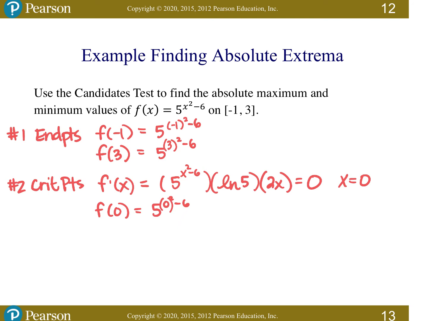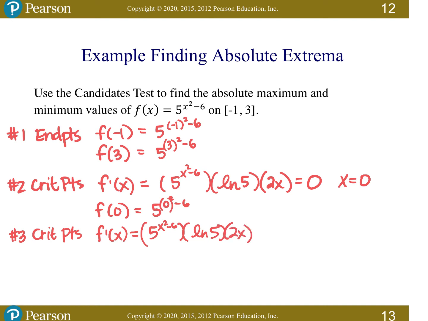Christine, can you do f of negative 1 for me? Figure it out. Leo, can you do f of 3, please, and figure that out? And Jesse, can you do f of 0? While you guys are doing that, I'm going to set f prime equal to undefined. That's number 3, also a critical point. So 5 to the x squared minus 6, and then ln 5, and then 2x set equal to 1 over 0, and that gives me no answers.